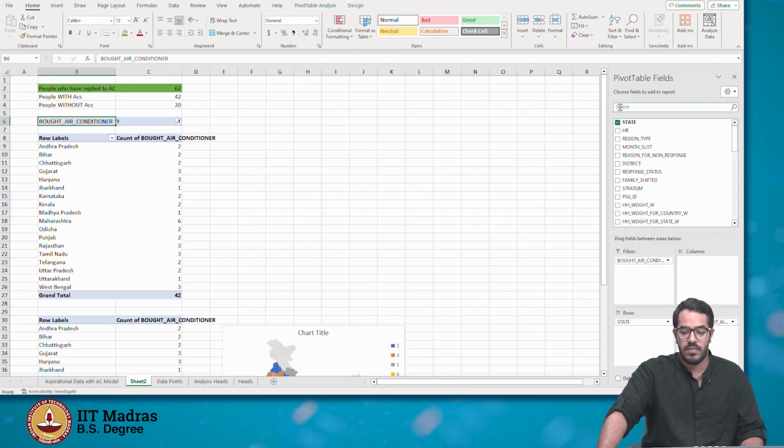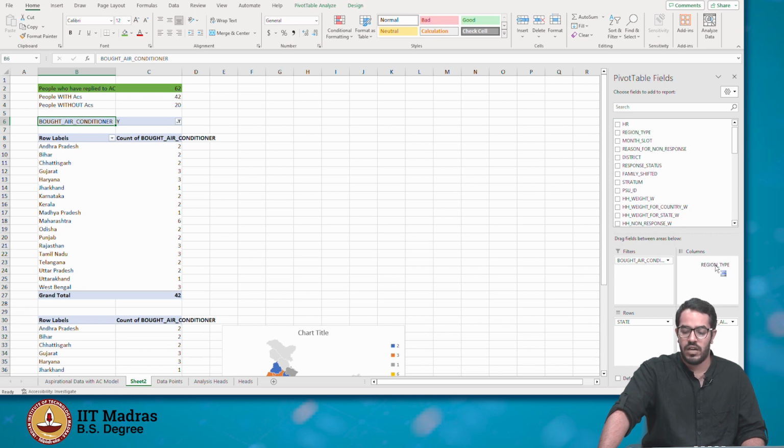Here is my pivot table field. First thing that I will select, of course, apart from everything that has already been selected, which is state and that they have a cooler, another filter that I want to apply is where they are coming from, whether they are coming from a rural background or an urban background.